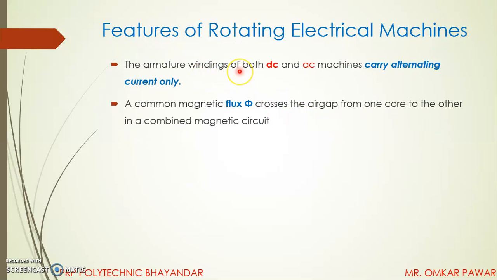So the armature winding of both DC and AC machines carries only alternating current. The common magnetic flux phi crosses the air gap from one core to another in a combined magnetic circuit. So these are the features of rotating electrical machines.